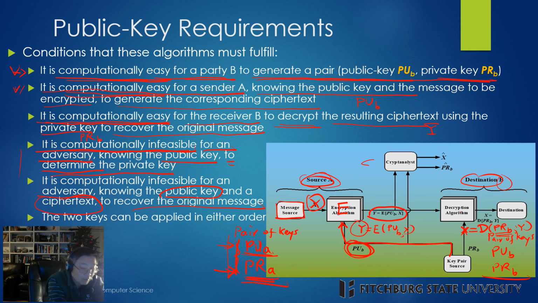Okay. So if we meet all these requirements, there's one more. The two keys can be applied in either order, which means once you create a pair of keys, you can make one public and the other private, or vice versa. Either way, you can make one public and one private. Okay, so those are the requirements. If some of the requirements are violated, then the public key encryption algorithm is no longer safe.